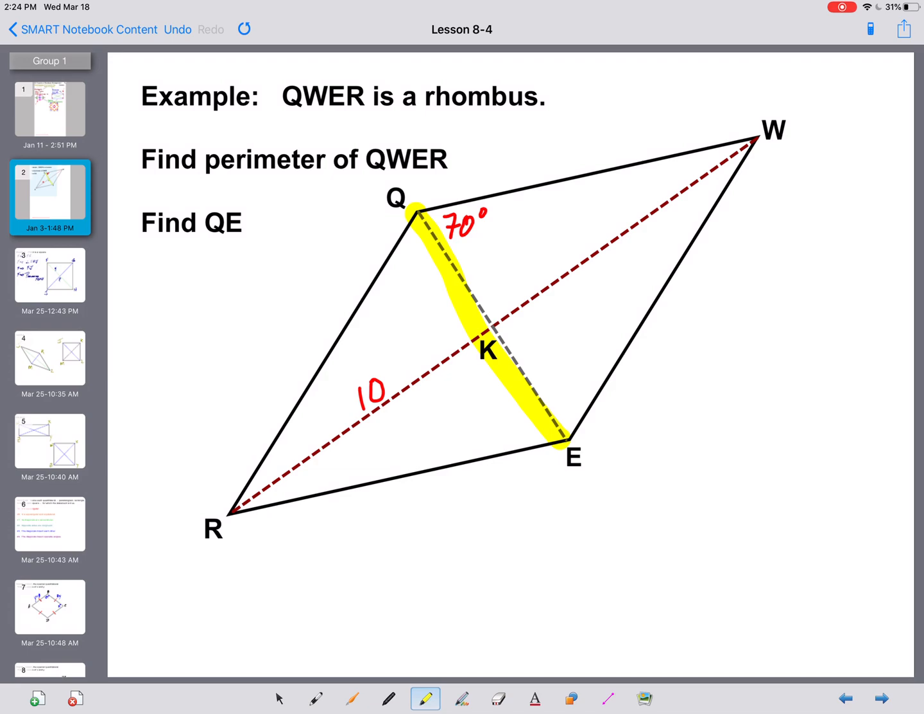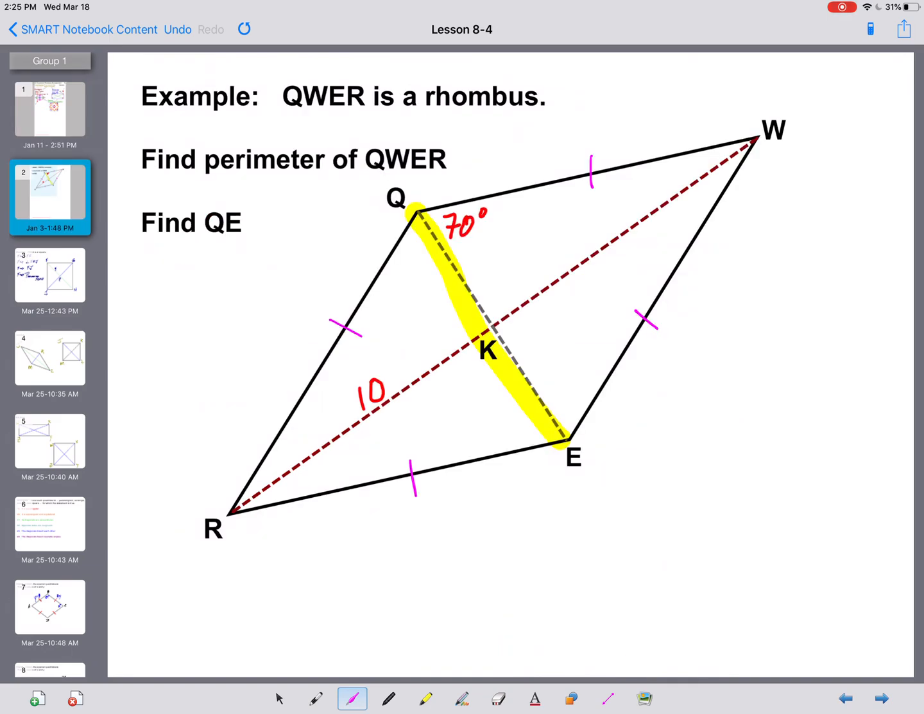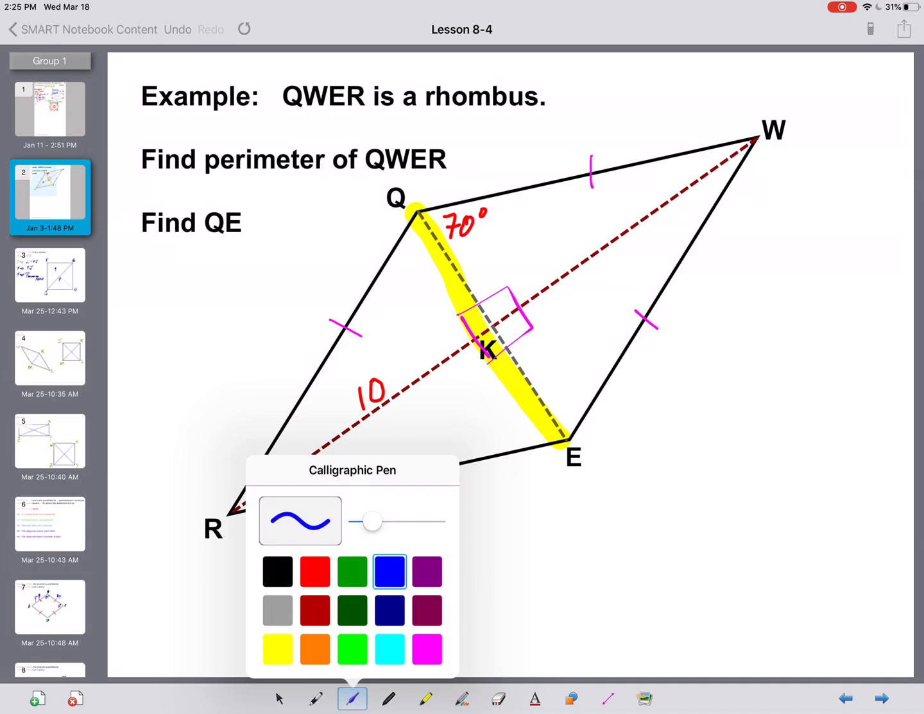Well, first of all, if we want to find the perimeter, one nice thing about a rhombus is all the sides are the same. Another nice thing about a rhombus, the diagonals. Back on page 1, let's go look back real quick. About a rhombus, the diagonals are perpendicular to each other. So we've got 90 degrees. We've got 4 right triangles, and they're actually all the same. Now, it is a parallelogram. So what do the diagonals do on every parallelogram?